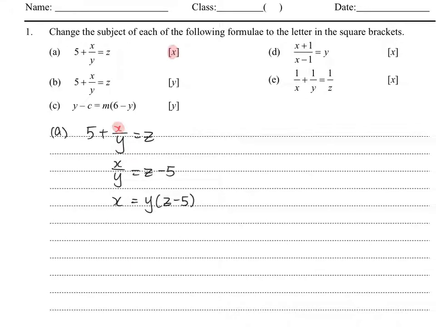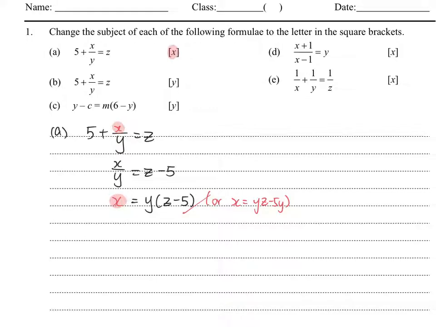Now that will be one of the possible solutions. If you want, you can also write x is equal to yz minus 5y, which is also possible. So we completed question 1a. But let's have a final check. Is it only x on the left hand side? Let me highlight x. x equals the right hand side, y times (z minus 5). Okay, no more x on the right, so completed.